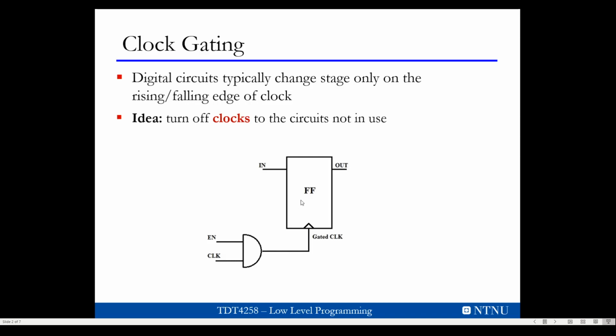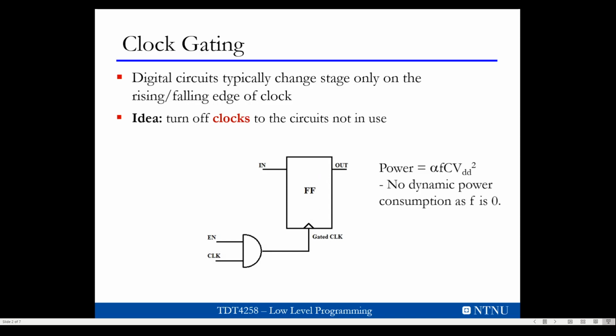So this is a flip-flop which is clocked, and instead of directly giving the clock to this flip-flop, you pass it through an AND gate with an enable signal. So if this enable signal is disabled, it's 0, the clock won't pass here, this line will always be 0, and there will be no activity inside this flip-flop.